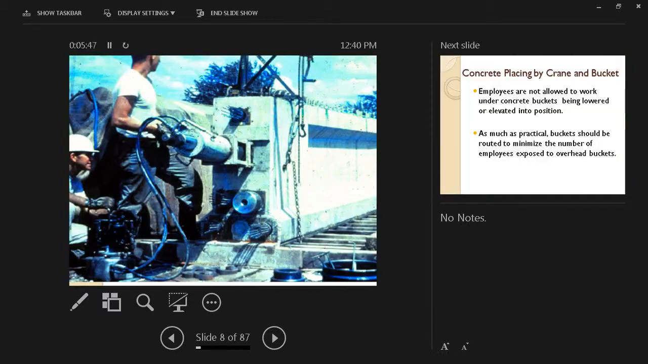So on this slide, on the picture here, we can see that these are the tendons, and here they are capped, and here's the jack tensioning these tendons. So again, we're going to try to limit access within this area to only people who have to be there.